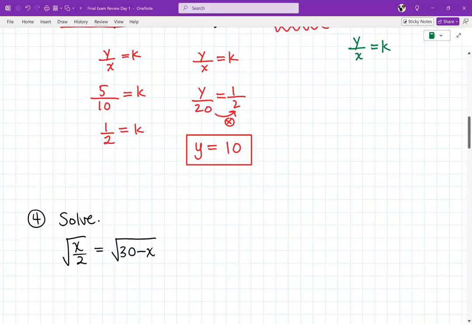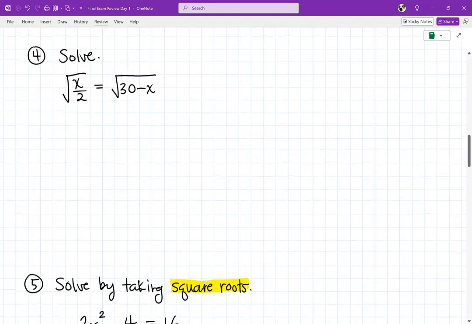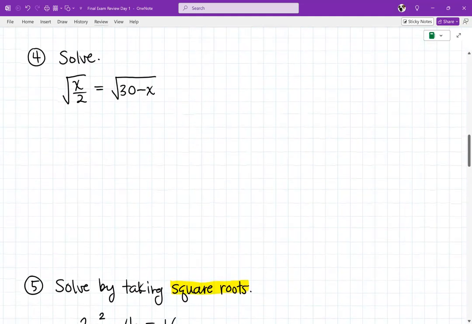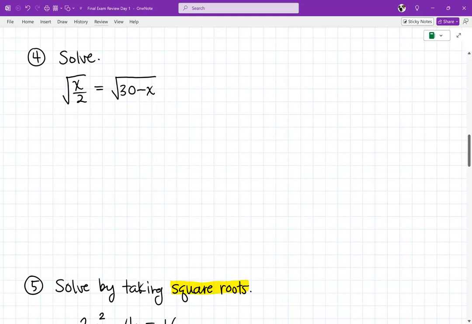All right, so question number 4, we're going to go back into solving radicals. If you guys remember, whenever you solve radicals, you're going to square them, right? You're going to get a square root and square it to remove the radical. So that's what I'm going to do for question number 4. I'm just going to square both sides to start. So squaring this side and squaring this side, I end up with x over 2 equals 30 minus x.